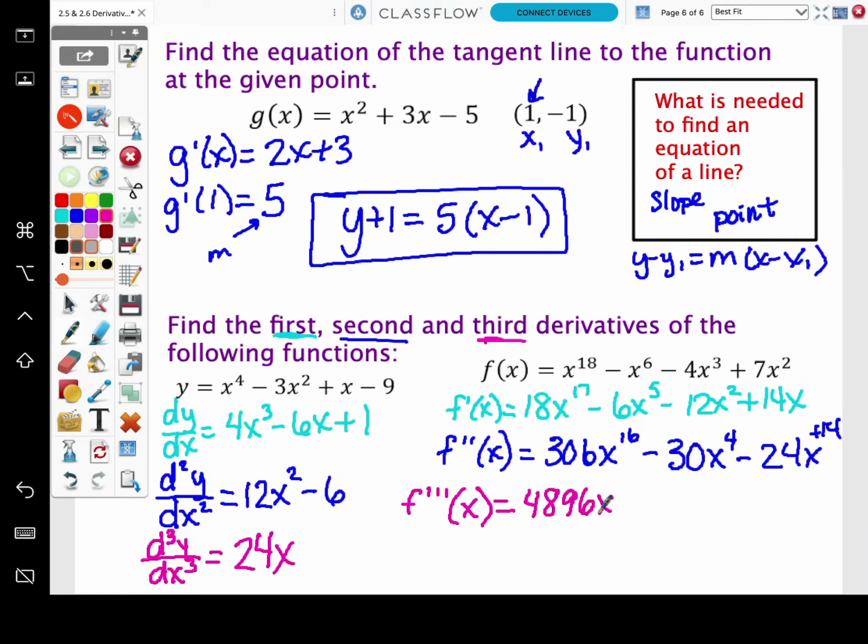306 times 16, 4,896 x to the 15th minus 120x cubed minus 24. And that's our third derivative over there, because the derivative of 14, 0. I hope this helps you find some derivatives very quickly, and I hope it's even a little bit more fun.